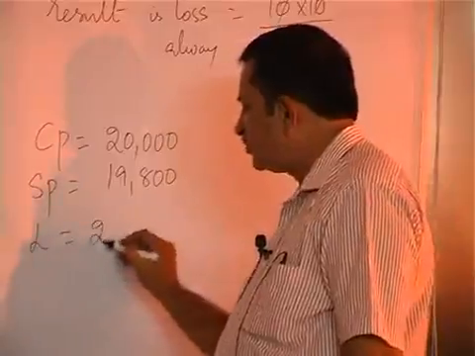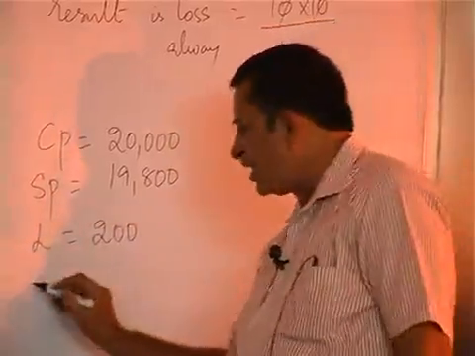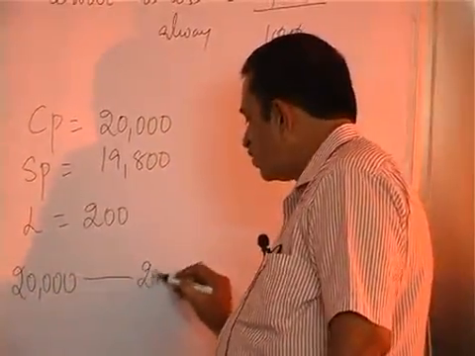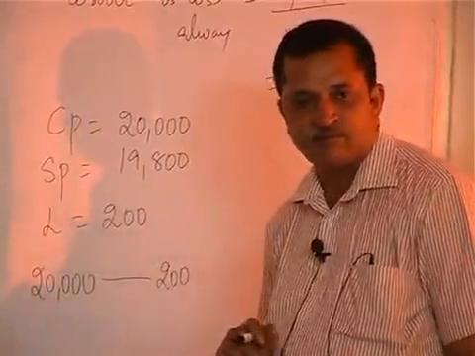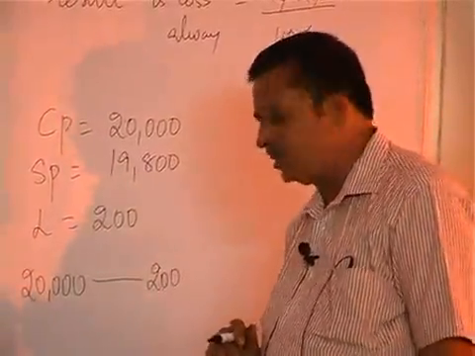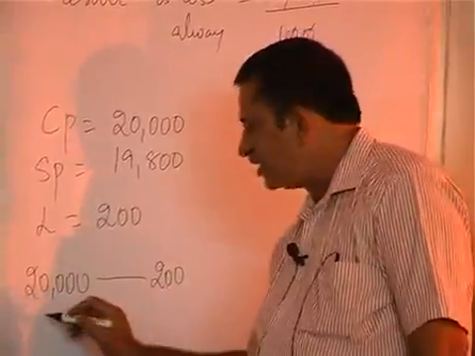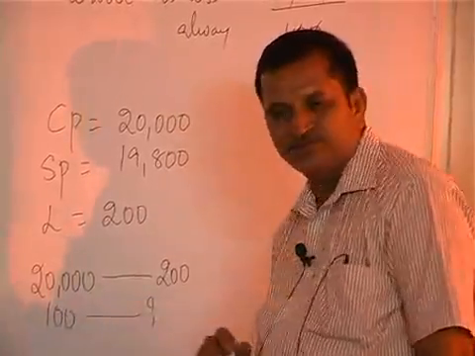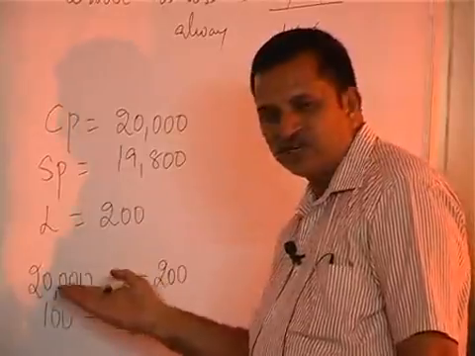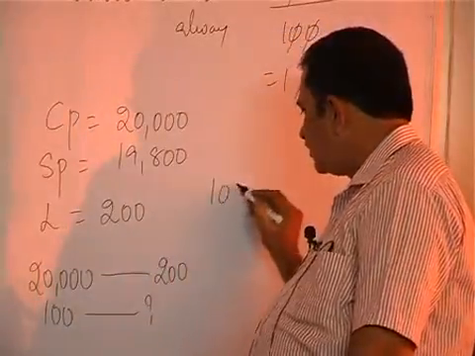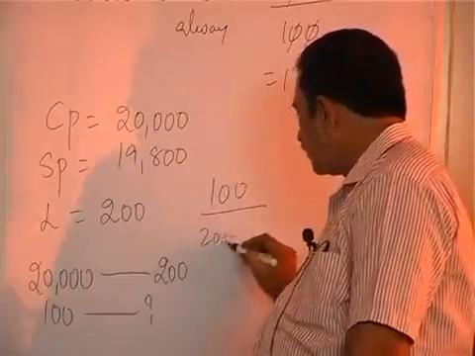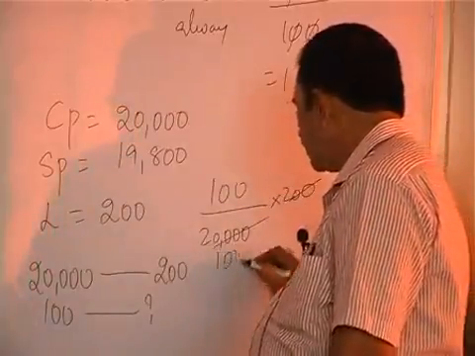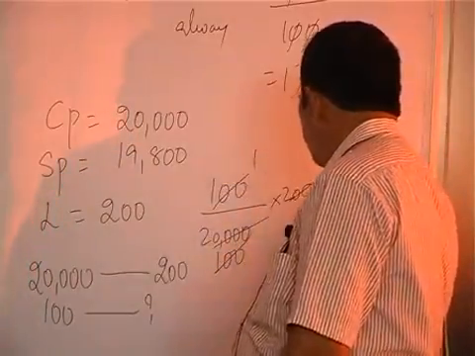So there is a loss of 200. For an investment of 20,000, there is a loss of 200. I want percent, is it not? For 100, what would be the value? Compared with 20,000, the value for 100 will be less. So less by more, into 200. So how much? 1% loss.